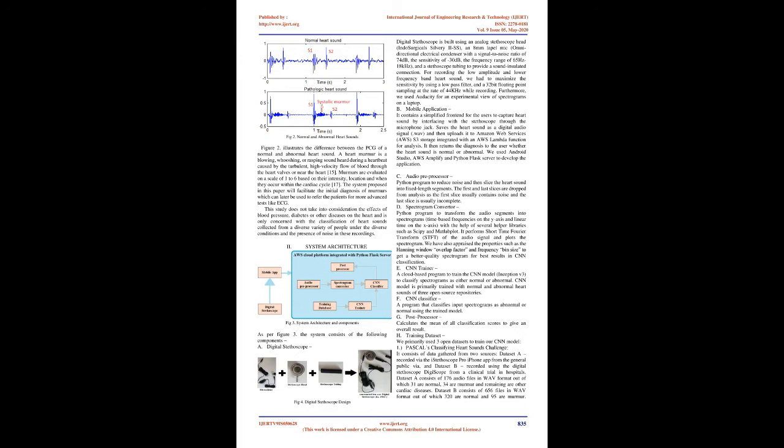A heart murmur is a blowing, whooshing, or rasping sound heard during a heartbeat caused by the turbulent, high velocity flow of blood through the heart valves or near the heart. Murmurs are evaluated on a scale of 1 to 6 based on their intensity, location, and when they occur within the cardiac cycle.